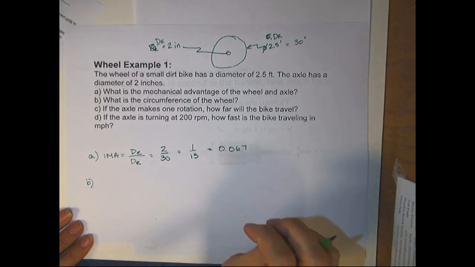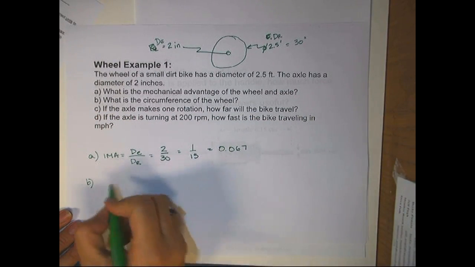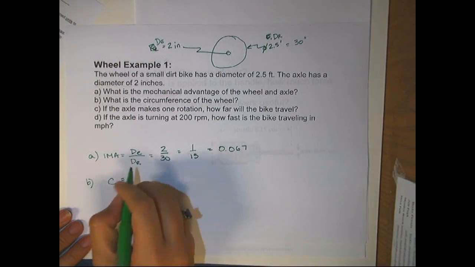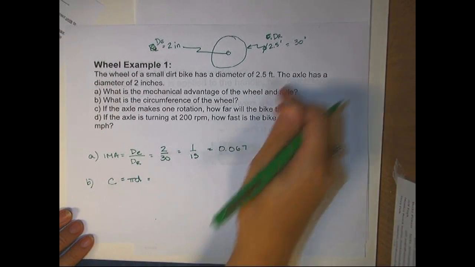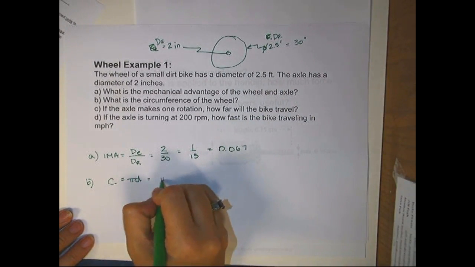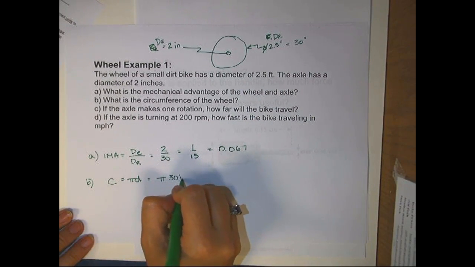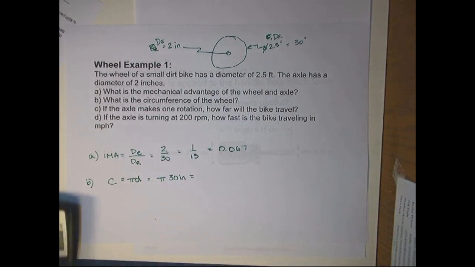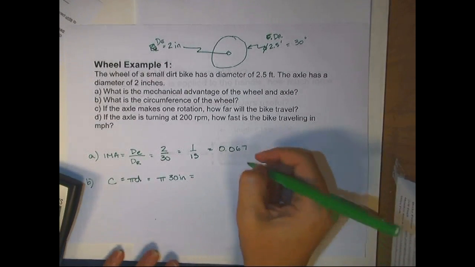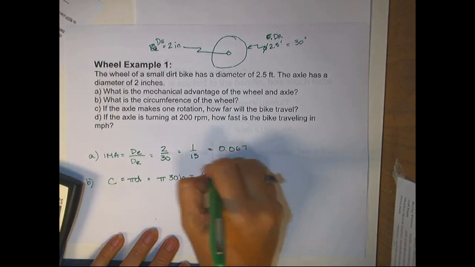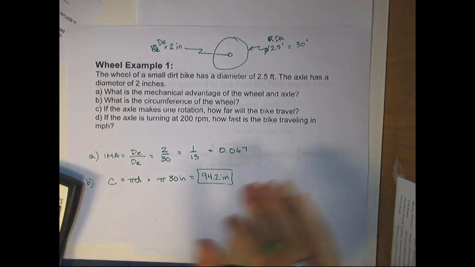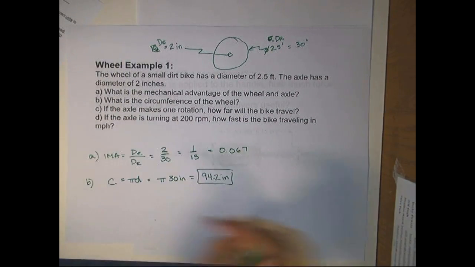Next it says, what's the circumference of the wheel? Well, we talked about it earlier, circumference equals 2 pi r or pi d. I know the diameter is 30 inches, so pi times 30 inches. Pi is 3.14. Do this on your calculator, and you get 94.2 inches. If you don't put inches on that, it's going to be wrong because you don't have units.